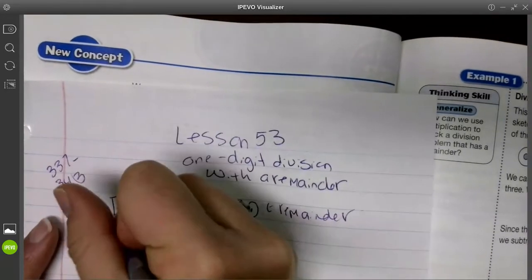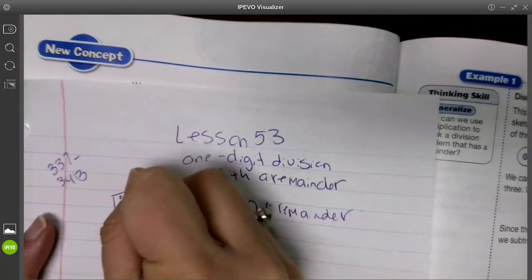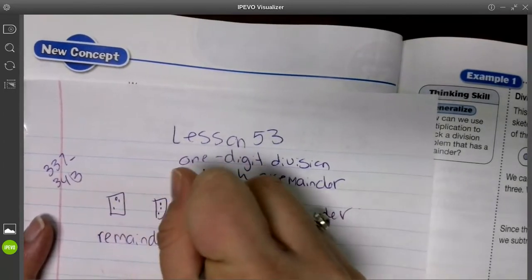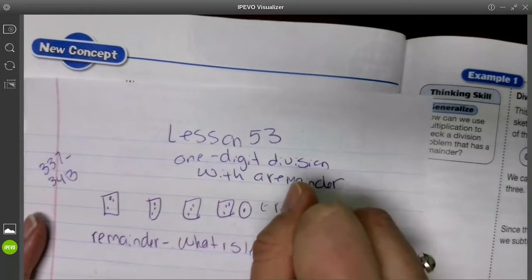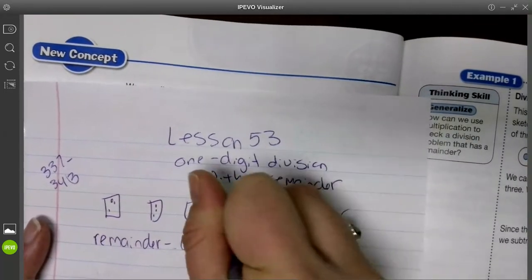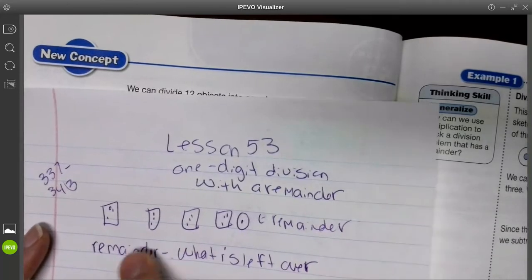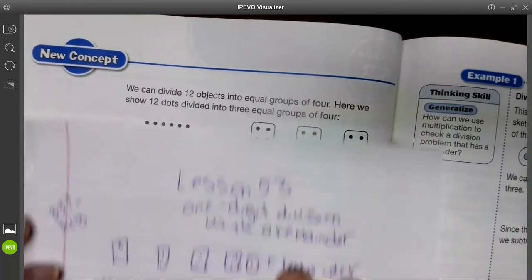So I'm going to write down what I said, the remainder, what is left over. So when you eat dinner, you have food remaining, right? So the remainder is what is left over.